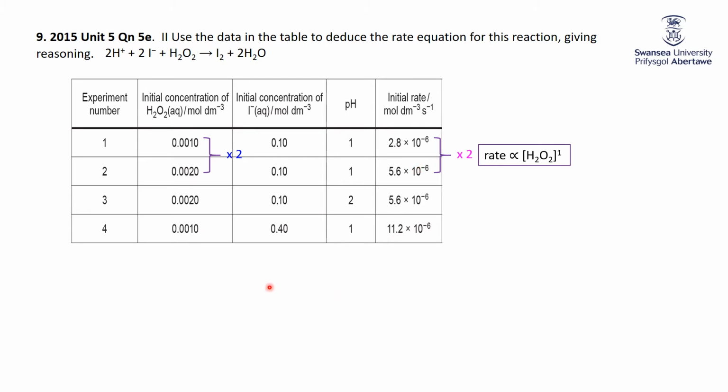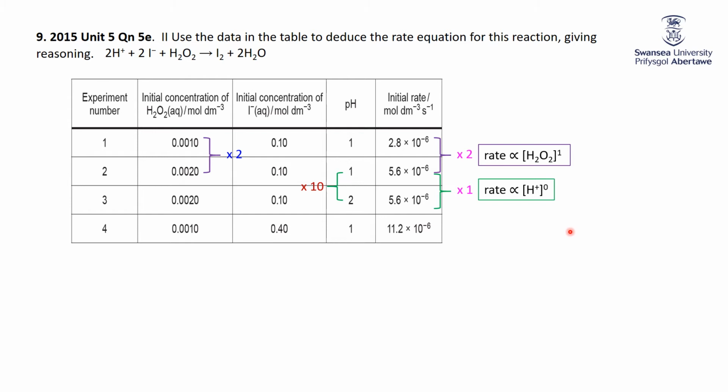Now let's think about, what should we look for now? Maybe experiments 2 and 3. The H2O2 the same, the I- the same, but the pH has changed. Now it looks like it's doubled, but remember what we just calculated, the difference between those is to the power of 10. This is 1/10 the H+ of that one. Well, what effect does that have on the rate? Absolutely nothing. So in other words, the rate does not depend upon the H+. We can mess around with the pH all we want. Won't affect the rate. The rate is proportional to the H+ to the power of 0.